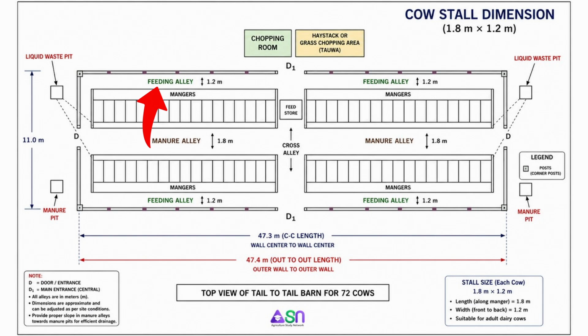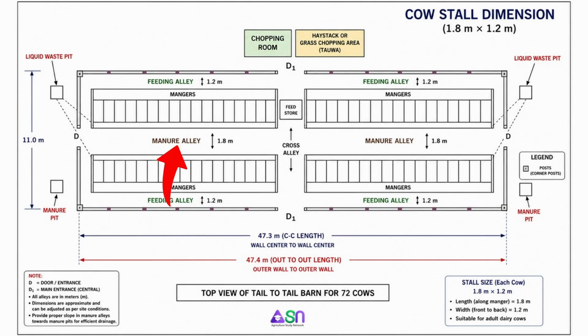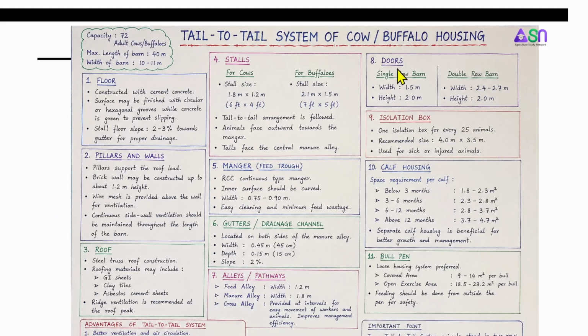The feed alley has a width of approximately 1.2 meters, while the central manure alley, which is also called the main working alley, is about 1.8 meters wide. Cross alleys are also provided at certain points to facilitate the movement of workers, animals, equipment, and feed, which improves overall management efficiency. Proper door dimensions are essential for smooth movement.